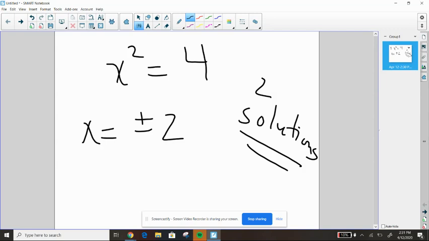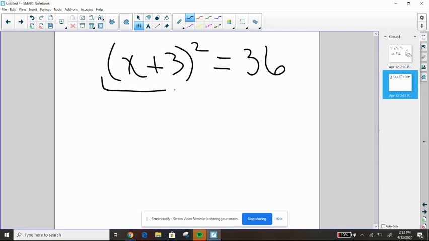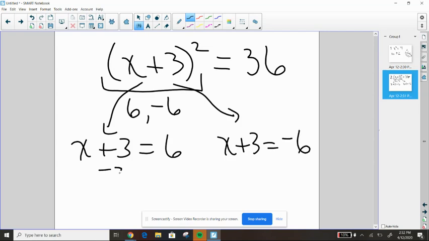The second kind of question is going to be when it's a little more complicated. What happens if I have a whole quantity equaling some positive number? This is where I say to myself, I know that the thing inside the parentheses has to either be 6 or negative 6, because if I square those numbers, I get 36. So now I have to make the inside, which says x plus 3, turn into 6, or I have to make the inside turn into negative 6.